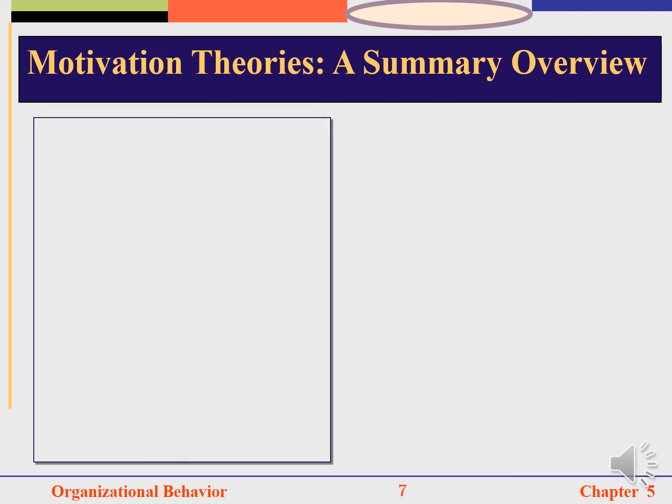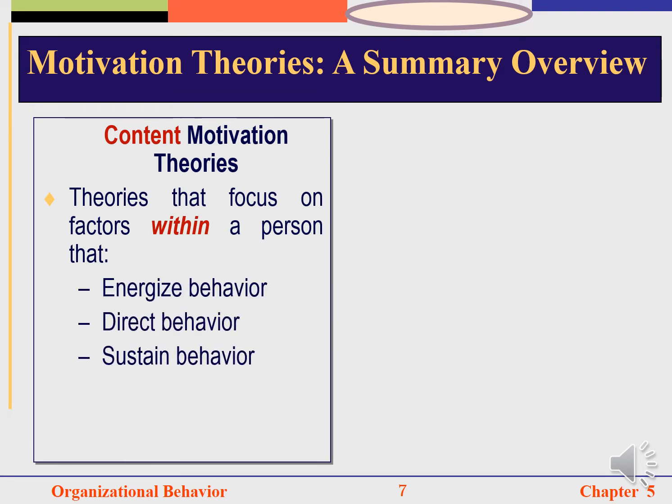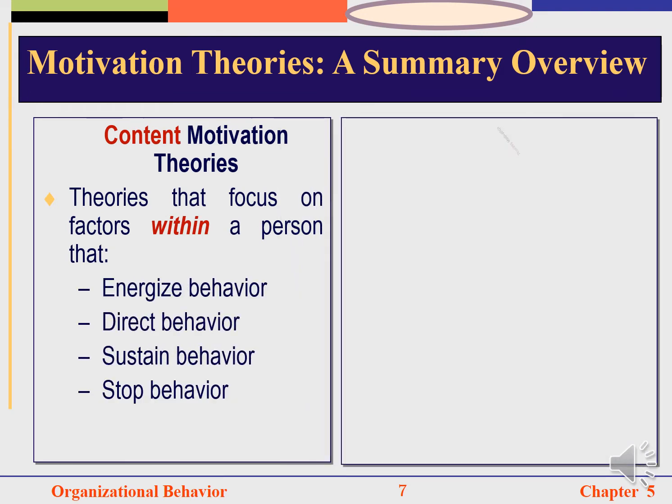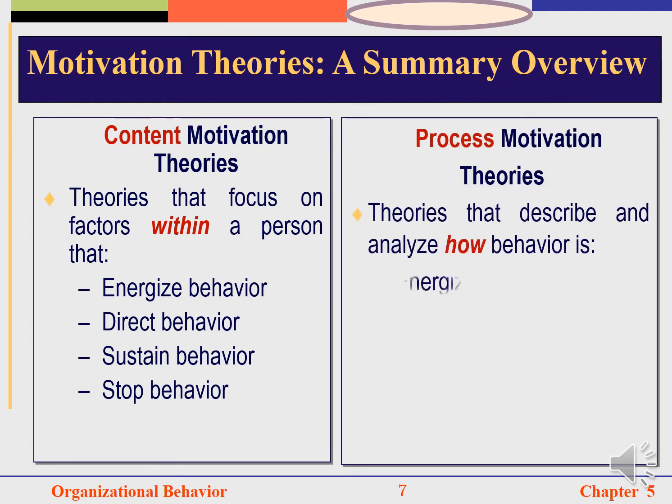Basically, motivational theories can be divided into two groups. The first group is called the content theories of motivation. The second group is called the process theories of motivation. The content theories of motivation focus on the factors within the individual, mainly needs and motives. So they focus on factors within the individual that energize, direct, sustain, and stop behavior. And we'll talk about many theories that try to explain motivation based on factors within the individual.